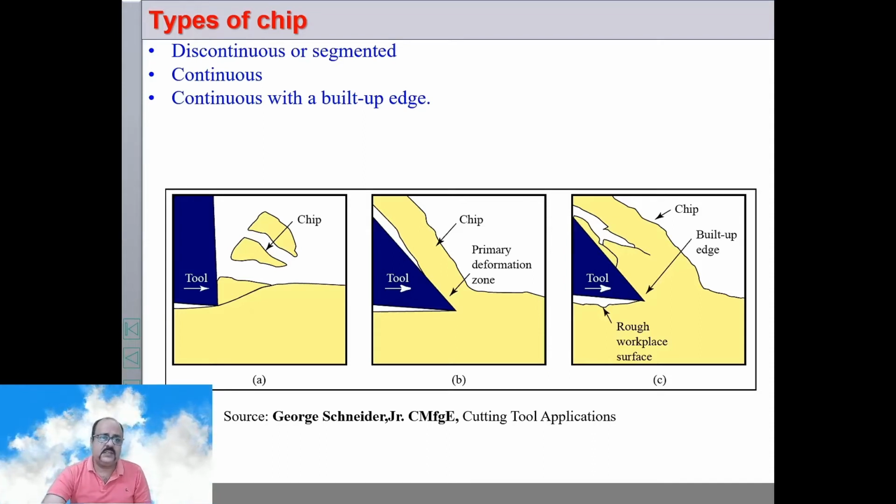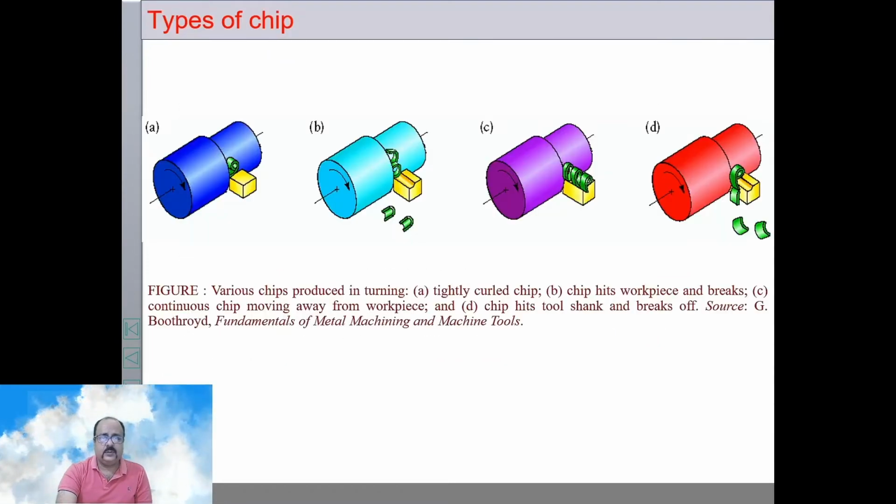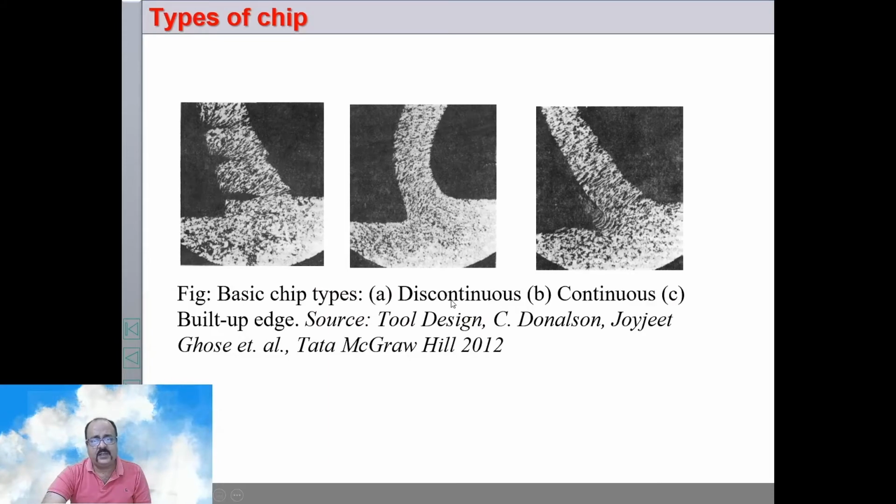So this is a discontinuous chip. You can see it is a serrated chip. Separate pieces of chips are flowing over the tool face. And this is a continuous chip, and this is a chip with built-up edge. Continuous chip with built-up edge. This is the actual diagram. This I have taken from the book by Donaldson.